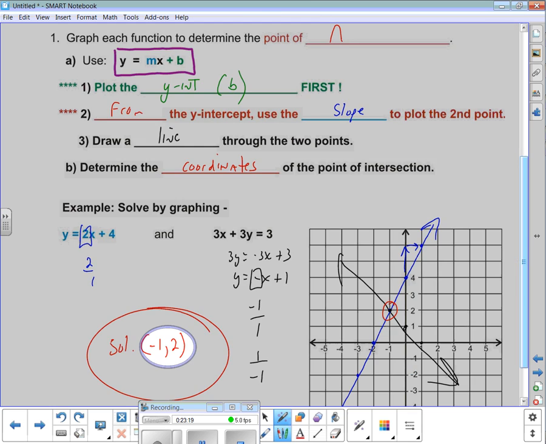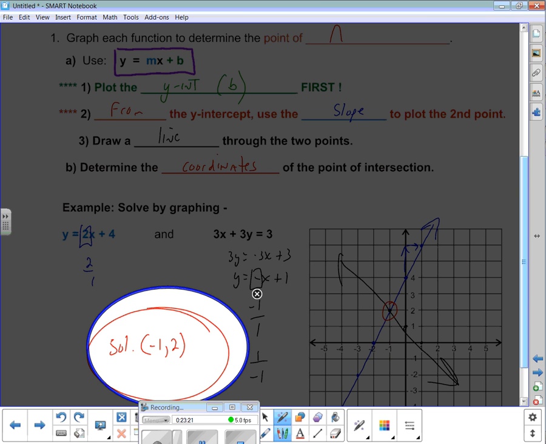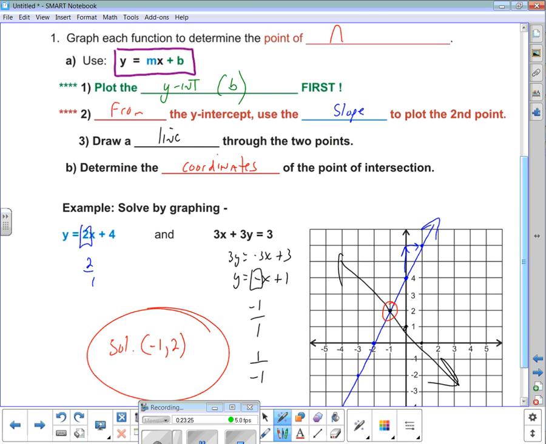Remember, make sure you indicate the coordinates of the point of intersection. Make sure that you say what the solution is with the point of intersection. All right, that's the lesson. See you tomorrow in class.